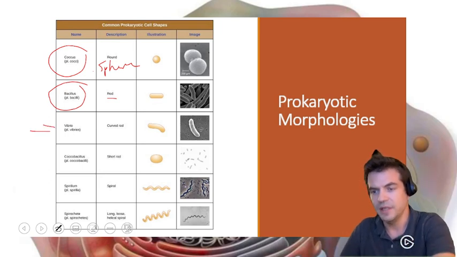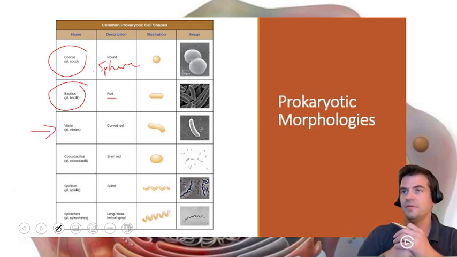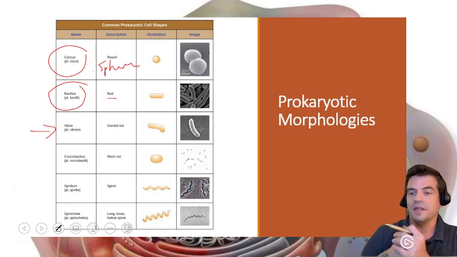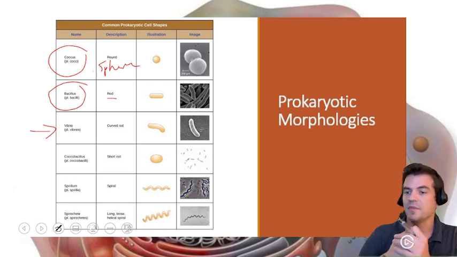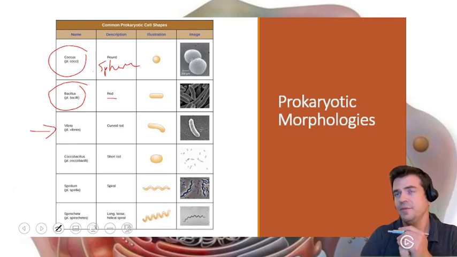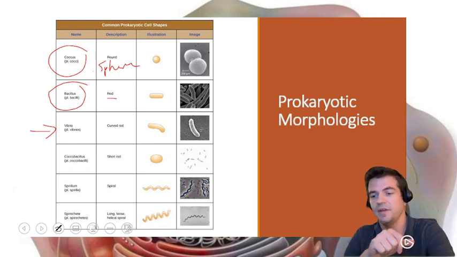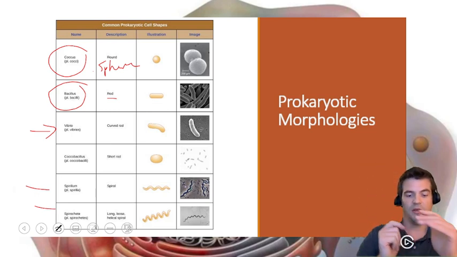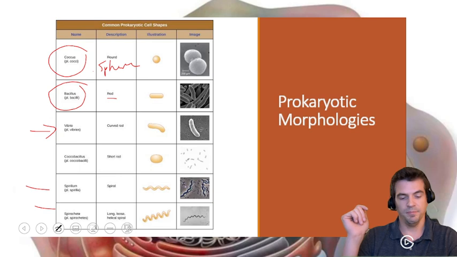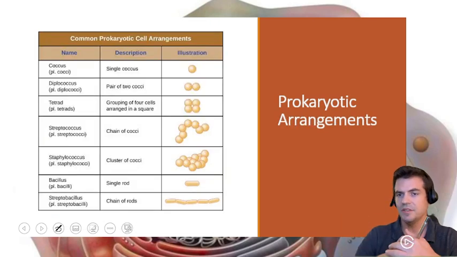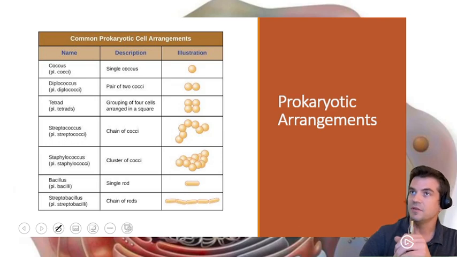Vibrio is very important because of Vibrio cholerae. It's got an interesting shape where it's a curved rod. We won't see that in the lab though, but you will need to know that. And then we have a spirillum and a spirochete just like we did before. What we want to bring up this time is the arrangements that we can have with either bacillus or coccus.